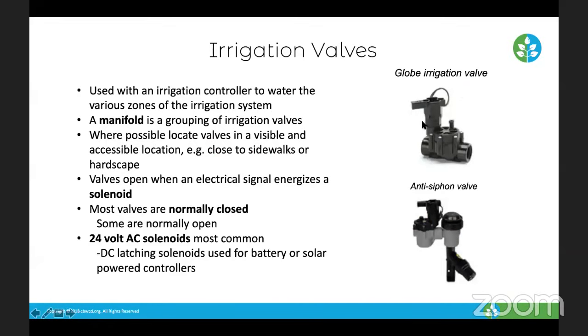They operate off of an electrical signal that runs from the irrigation controller to the solenoid. It requires 24 volts of electricity to activate this irrigation control valve. There are battery operated units. I'm not going to talk about them today, but a battery operated irrigation controller would have to have a replacement solenoid, and that's a DC latching solenoid, or solar powered solenoids.